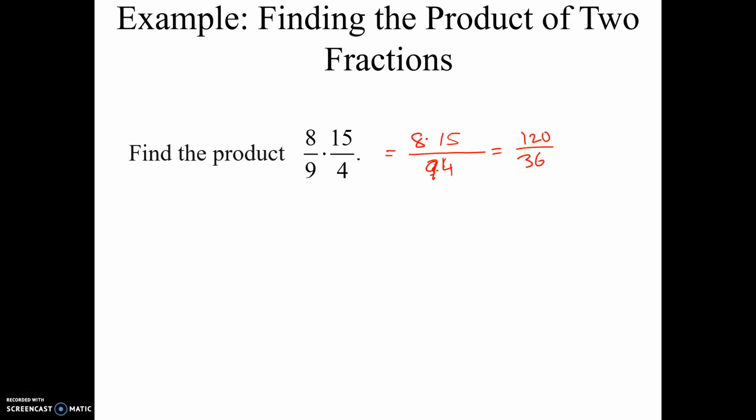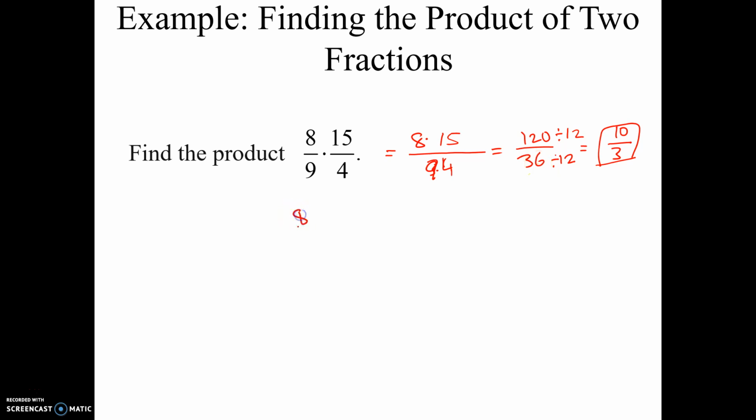Now we have to find which number can divide both 120 and 36 at the same time. Well, I know 12 can divide 120 and 12 can divide 36. So 120 divided by 12 is 10. 36 divided by 12 is 3. If you didn't know that 12 divides 36 and 120, you could use smaller numbers such as 2s and 3s. It'll take a little bit longer, but you will get to the same answer. But this way is inefficient because you have a large answer to simplify at the end.